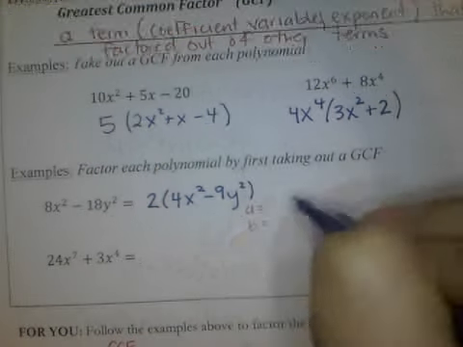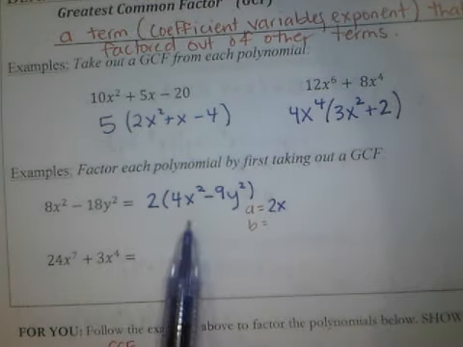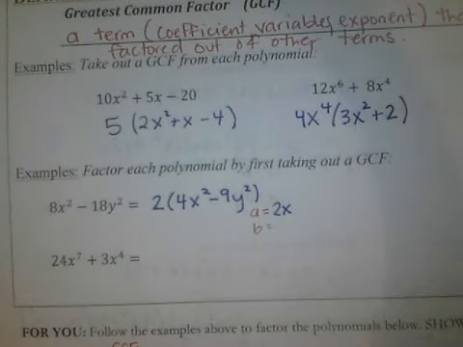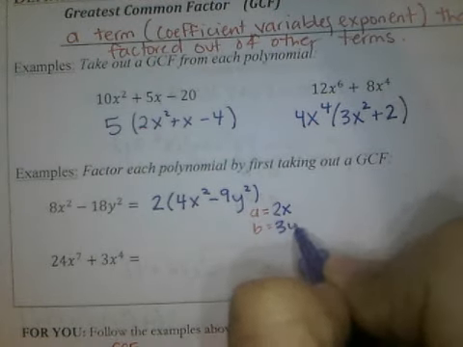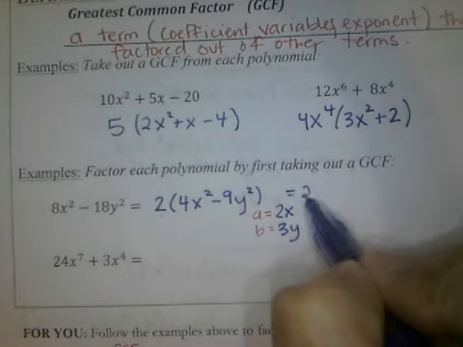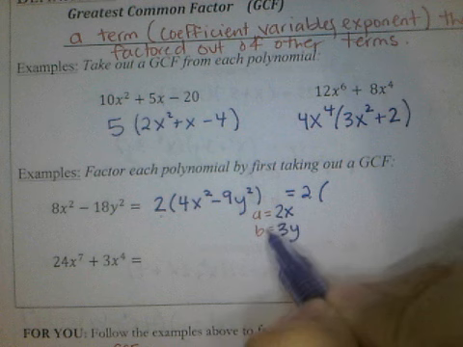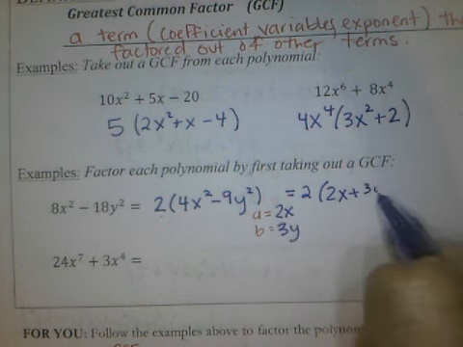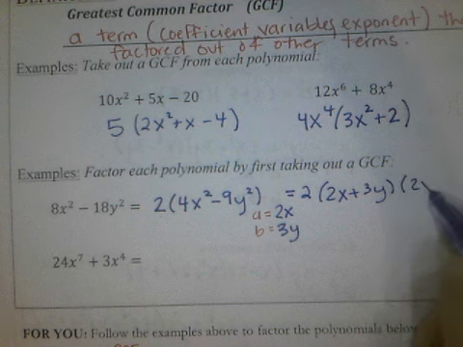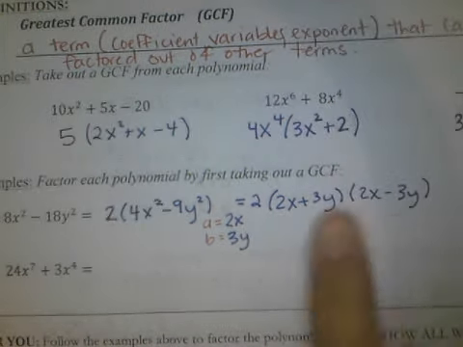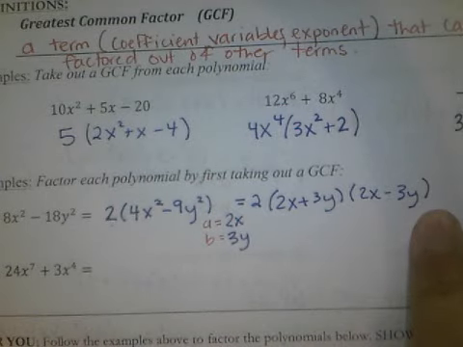In this case, 2x times 2x would equal 4x squared. And B, again, is the square root of the second part, in other words, 3y. So the full factored form, keeping the GCF out front, would be A plus B, A minus B. So 2x plus 3y, and 2x minus 3y. This is the full factored form.